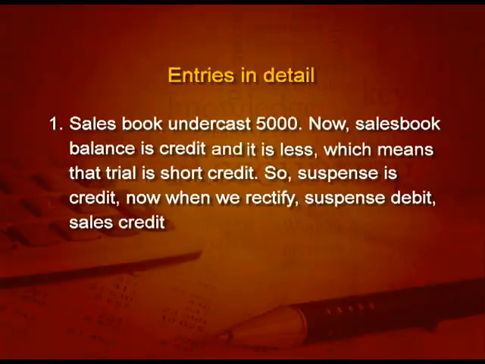We are taking the first example, a simple one: sales book undercast by 5,000. Now, sales book balance is credit and it is less, which means trial is short credit. So, suspense account will be in credit because it is there where it is short. Now, when we rectify, we will debit the suspense account because now the suspense is clear, it is sales. So, suspense was credit, now it will be debited. And what will be credited? Yes, sales account will be credited.